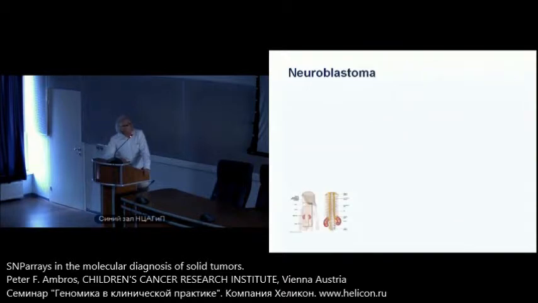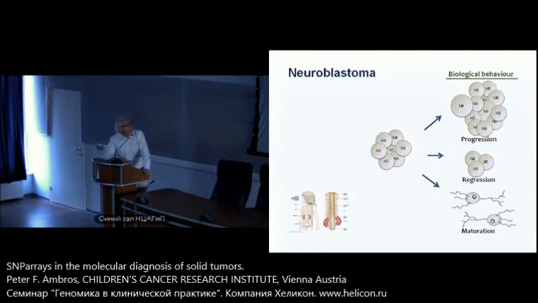So, neuroblastoma, it is not a CNS tumor. It's from the peripheral nervous system. It's a strange tumor because it has a very high rate of spontaneous regression, especially below 18 months, and a high rate of spontaneous maturation above an age of 24 months. And approximately 60% of the tumors have a very aggressive tumor growth.